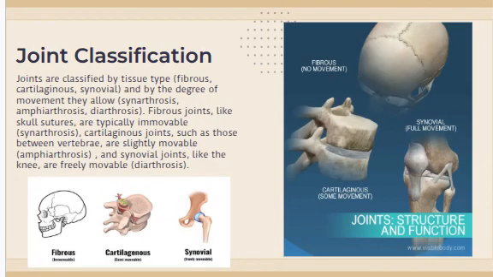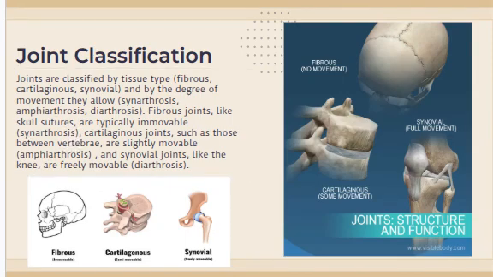So here's a brief joint classification. Joints are classified by tissue type, which is the fibrous, the cartilaginous, and the synovial, and by the degree of movement they allow, which is the synarthrosis, the amphiarthrosis, and the diarthrosis. So fibrous joints, like skull sutures, are typically immovable synarthrosis. Fibrous joints are bones that are held together by dense connective tissue.